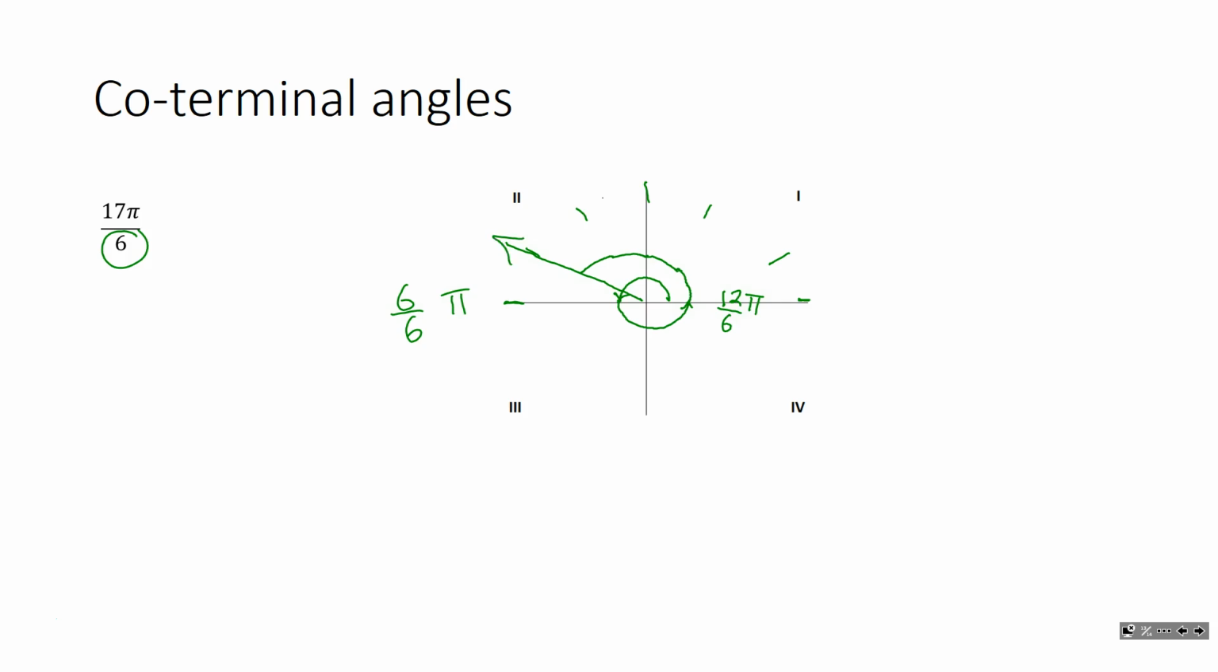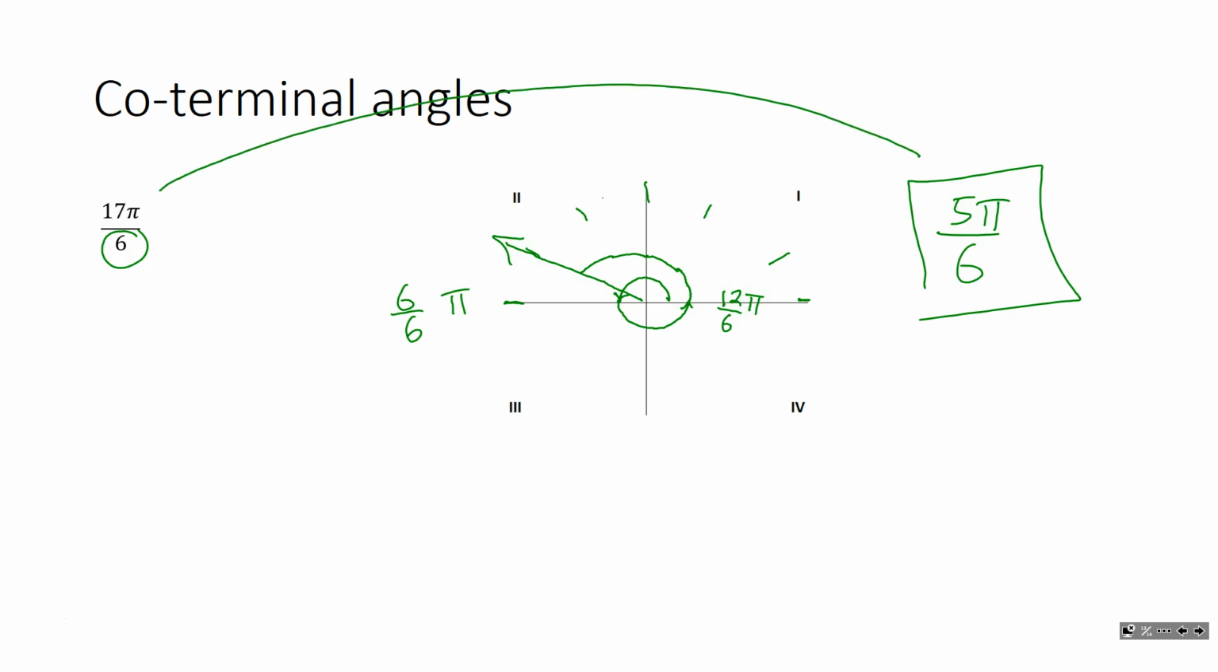And notice, since the first revolution of 12 pi over 6 we were, you might say, spinning our wheels, it'd be more precise to just describe that original angle as that 5 pi over 6 that was left over after we made a complete revolution. So 17 pi over 6 and 5 pi over 6 are considered coterminal. They get you the same place. The one on the right is preferred.